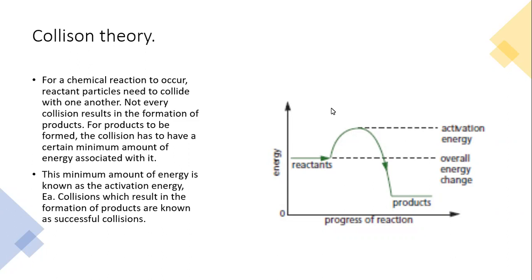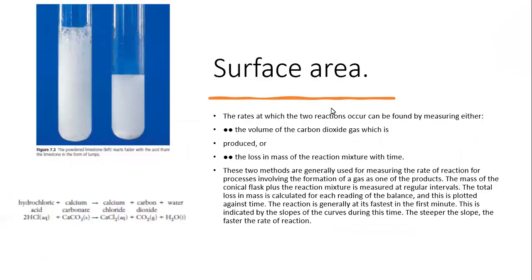And only those collisions in which the particles have that minimum energy, only in those collisions are you going to end up seeing a successful collision, and you will see the reaction going forward. So to make any reaction go faster, I need to increase the amount of successful collisions. The greater the number of successful collisions, the greater the rate of the reaction, the faster your reaction is going to be. Okay. So whenever we are going to talk about our factors, we're going to talk about them in terms of successful collisions.